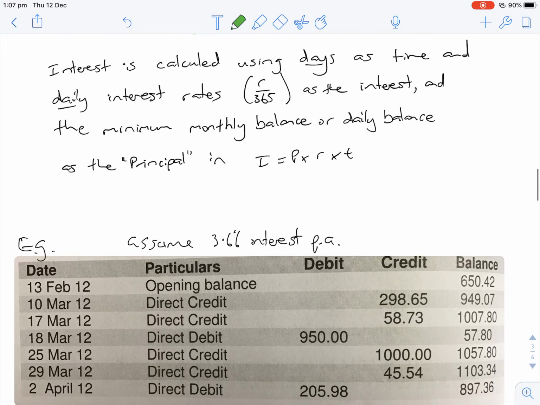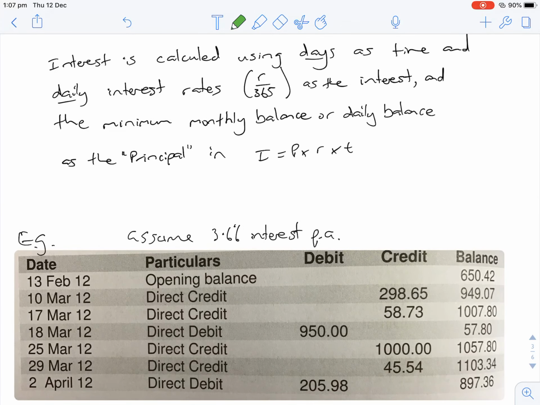So, interest is always calculated using days. So obviously we're going to get whatever our interest rate is as a decimal. So if you think you're going to forget that, in your equation, put your divide by 100 in there to make sure you start with a decimal interest rate, and then divide it by 365 to turn it into a daily interest rate. You're then going to times it out by the number of days.